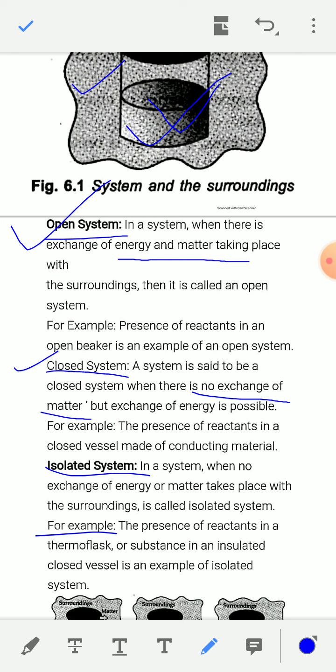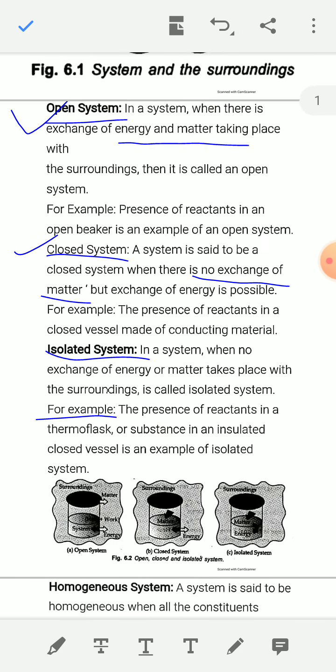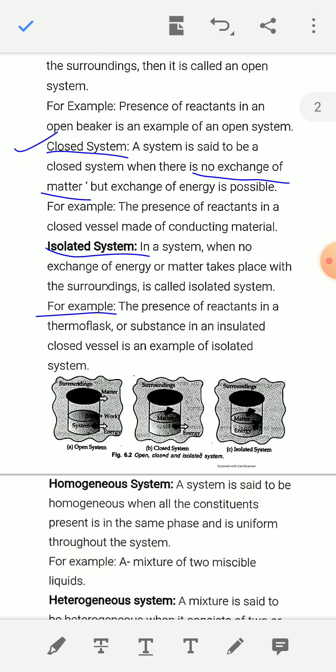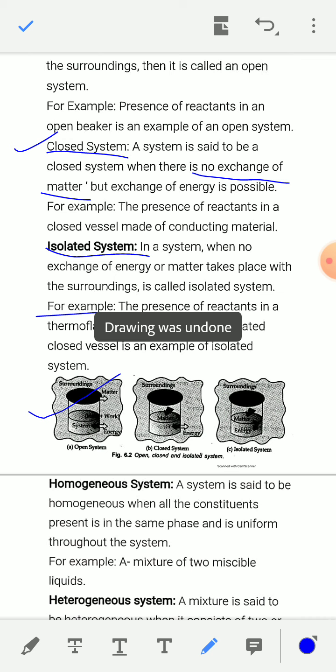So the presence of reactant or substances in an isolated, insulated system means there is no exchange of heat and no exchange of matter. Insulated closed vessel is an example of an isolated system. So there are three types of system: open, closed, and isolated. Graphically, from this picture you can understand about closed system, open system, and isolated system.